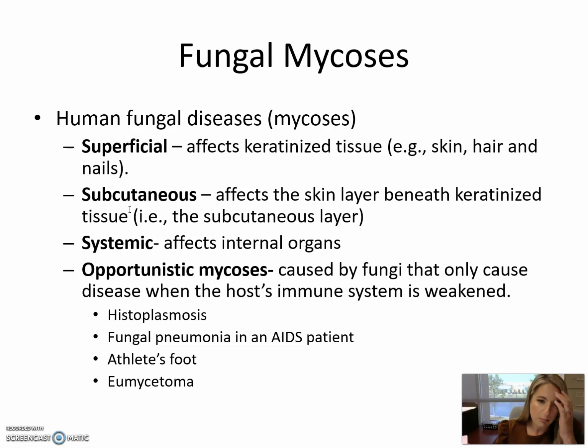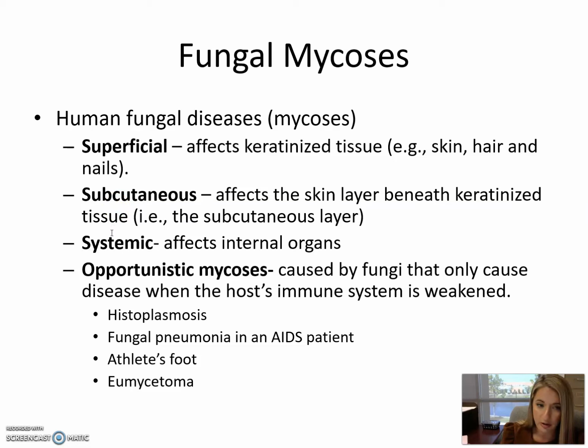So what you're probably most familiar with, because they're the most common, are the superficial fungal infections. These would be fungal infections that target any keratinized tissue, such as hair, skin, nails. So when we talk about things like jock itch and toenail fungus, well, those are examples of superficial fungal infections because they're targeting keratinized tissue. Then subcutaneous fungal infections, they occur deeper within the skin, below the keratinized tissue in the subcutaneous layer.